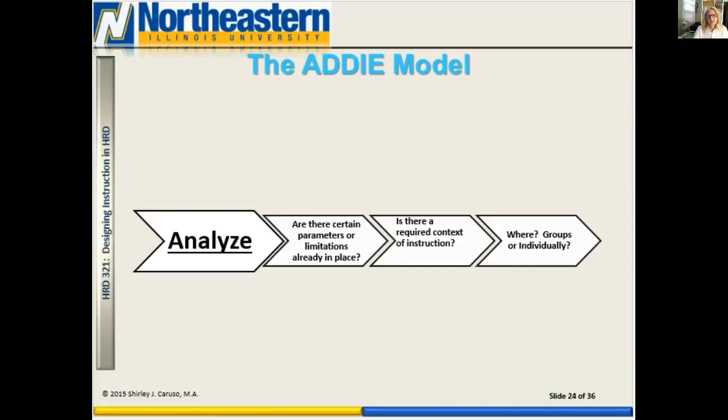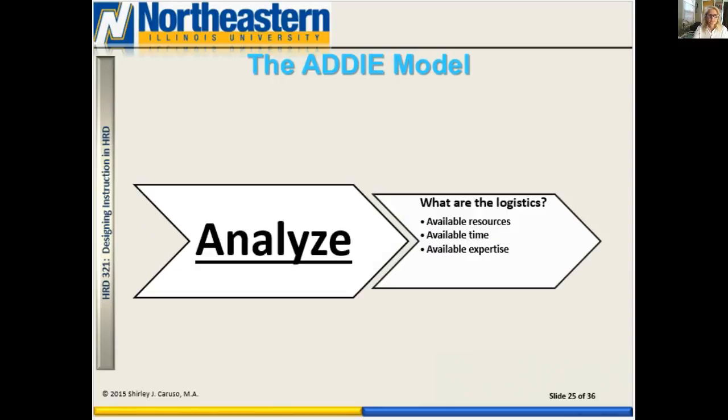A context analysis will help you determine certain parameters or limitations that are already in place. It will also help you decide whether to conduct the training with groups or individually. A context analysis will also help you determine the logistics. Are there available resources, available time, and available expertise?